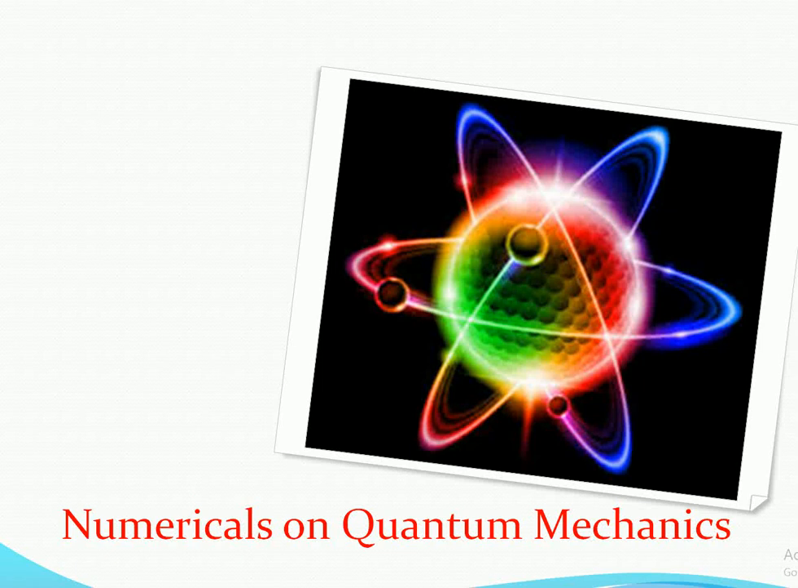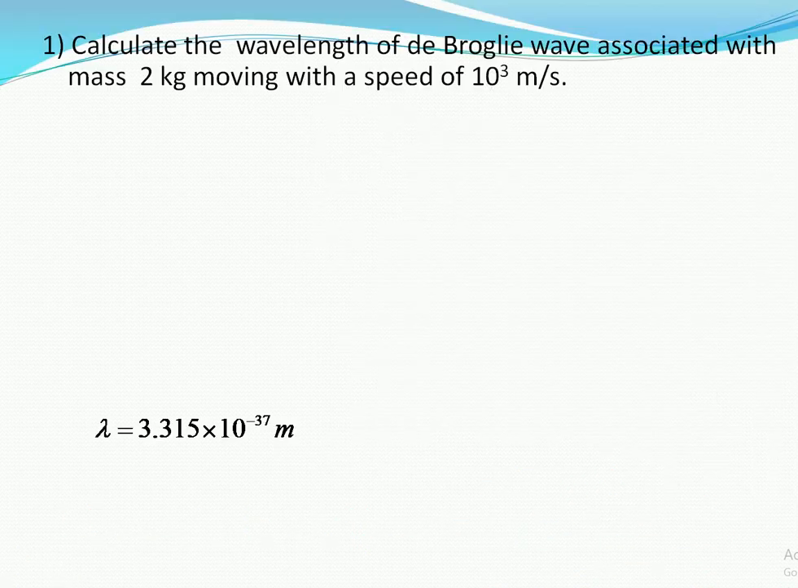Hello students, in this video we are going to see numericals on quantum mechanics. The first numerical is: calculate the wavelength of the de Broglie wave associated with mass 2 kg moving with a speed of 10 raised to 3 meter per second.